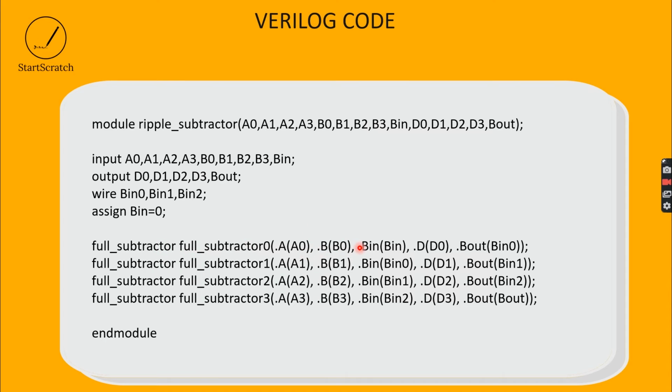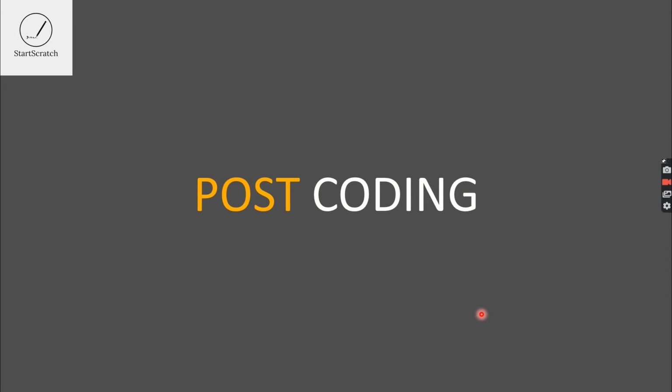And I gave the values here. If you don't know how to design a Verilog code for a full subtractor, you can watch my previous video in my playlist on the StartScratch YouTube channel. And here I gave the inputs and outputs. Here I got the B out, that is B in 0, and it is driven as an input to the second one. And this output B in 1 will be driven as an input to the third one, like this. Now let's move on to the post-coding part, that is the tool, how it works.